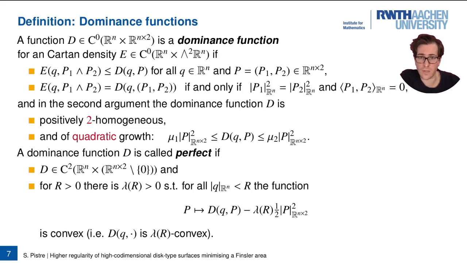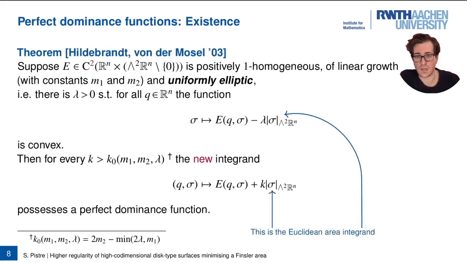Okay, so now we know what perfect dominance functions are, and maybe now the question is, when do such perfect dominance functions exist? Under what conditions on E do they exist? And that's the content of this slide here.